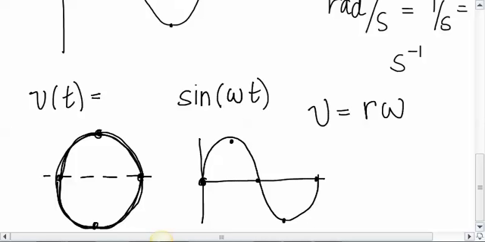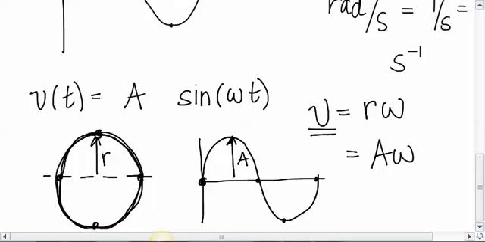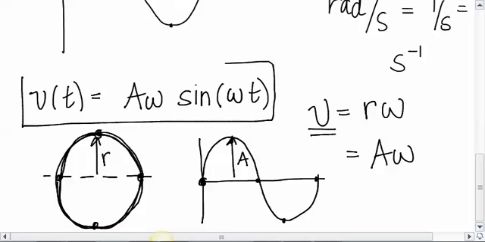Okay? And we describe the speed of that particle as it goes around the circle as being r omega, where this was r. What do we call r in terms of a graph? The amplitude. Okay? So then we could write this as A omega. We'll stick it back in here, A omega. Questions so far?